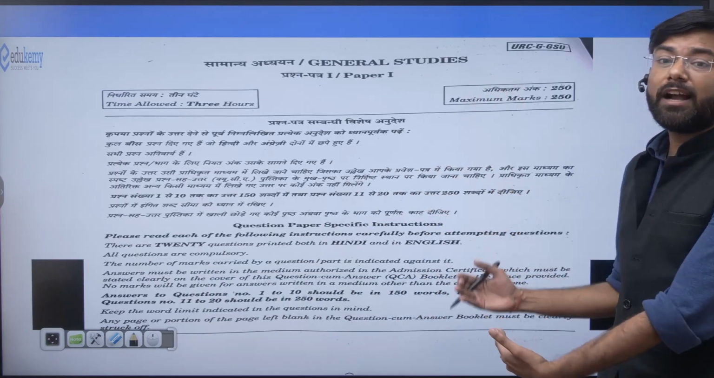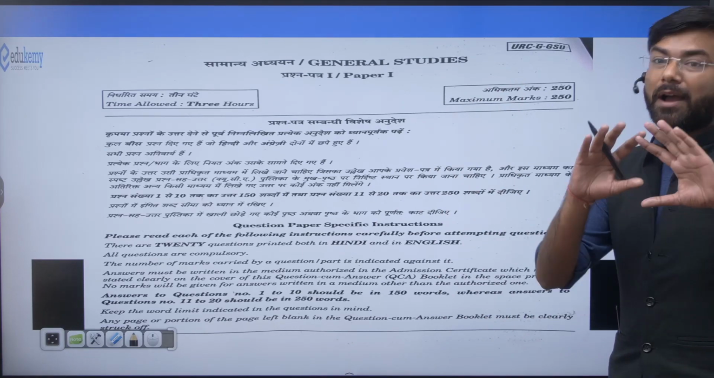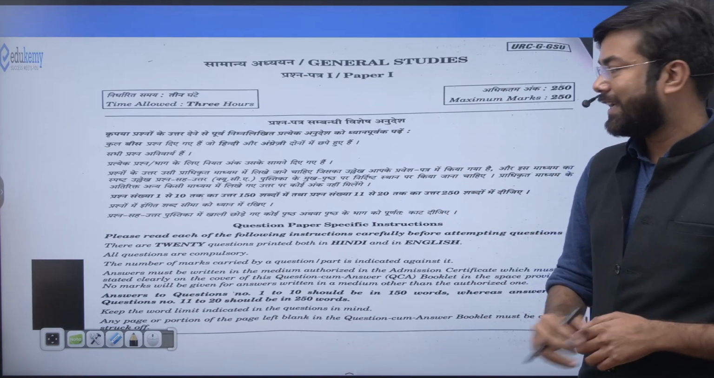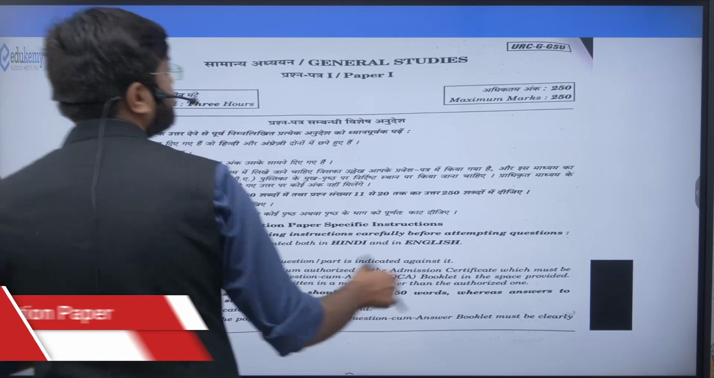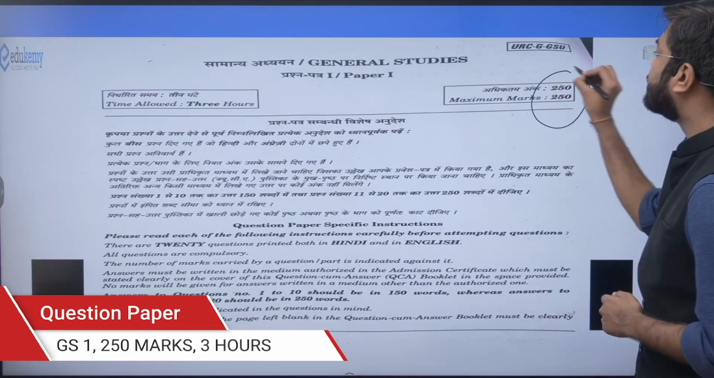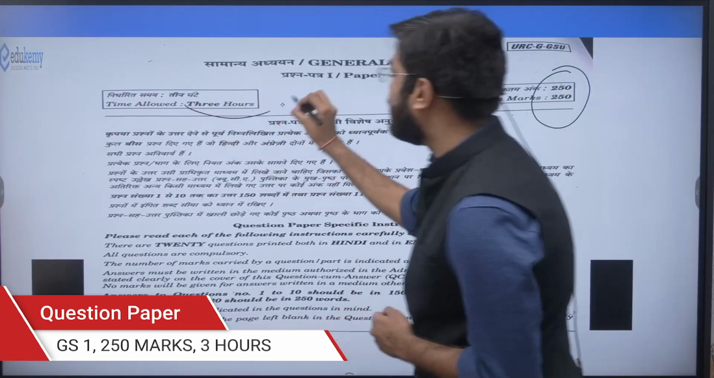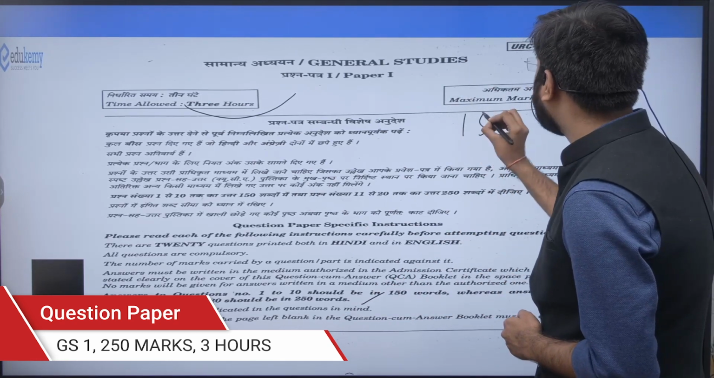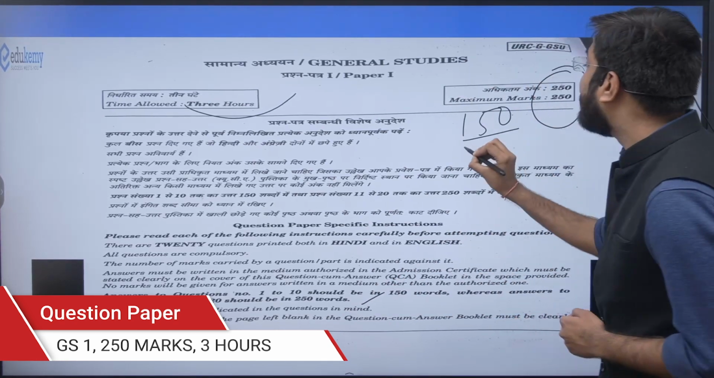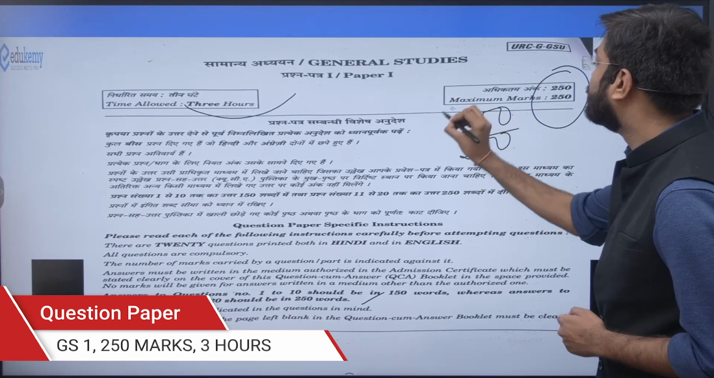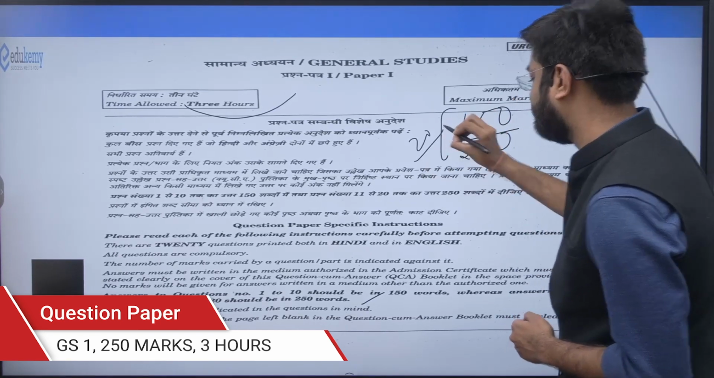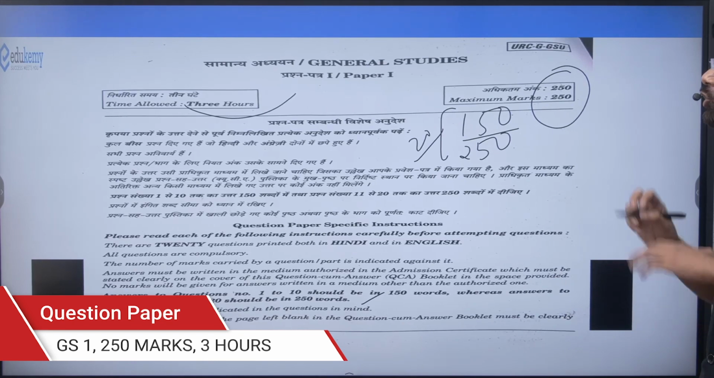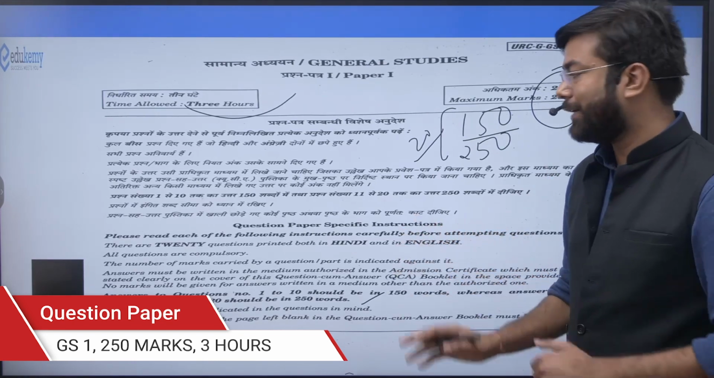This is what the cover page of the GS Paper 1 question paper looks like. If you pay attention to it, it is of 250 marks, 3 hours, and there will be questions of 150 words and 250 words. Total 20 in number. So this is how the paper will look like.